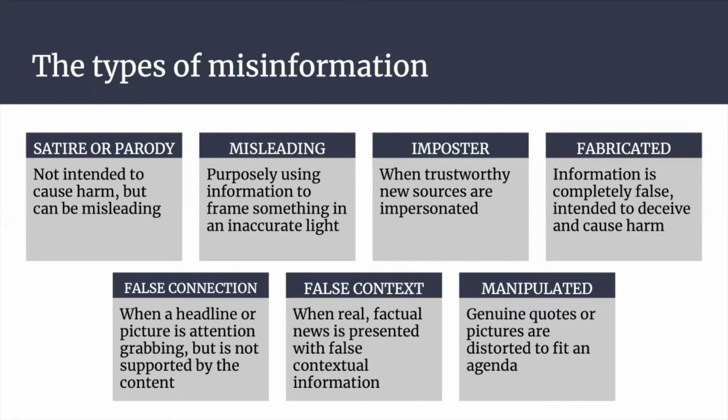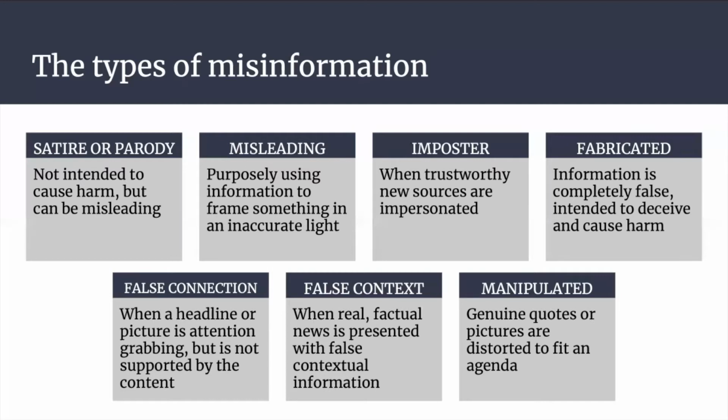So, a site like The Onion, if you're familiar with that, misleading information is purposely used to frame something in an inaccurate light. There's imposter misinformation, which is when trustworthy news sources are impersonated. We'll see an example of that later. There's fabricated misinformation, which is information that is completely false and is intended to deceive and cause harm. So this just would be like a made-up story, something that is completely false.